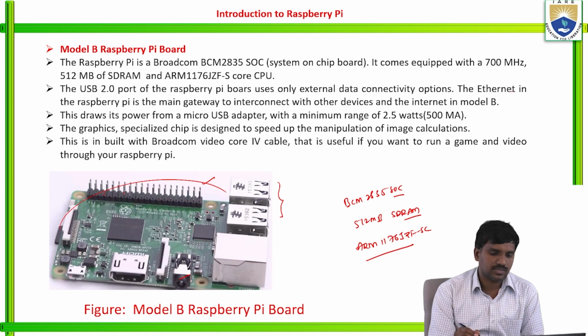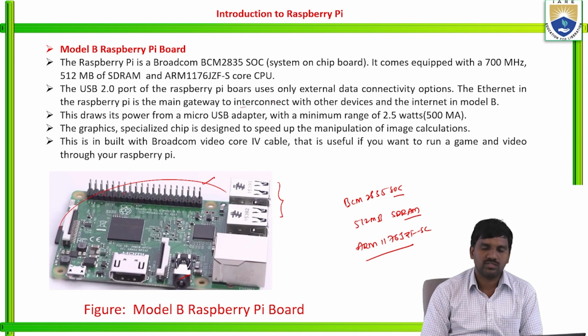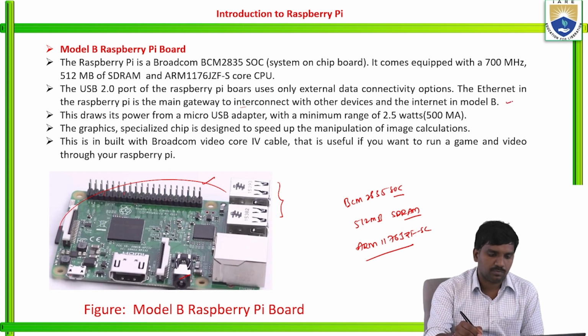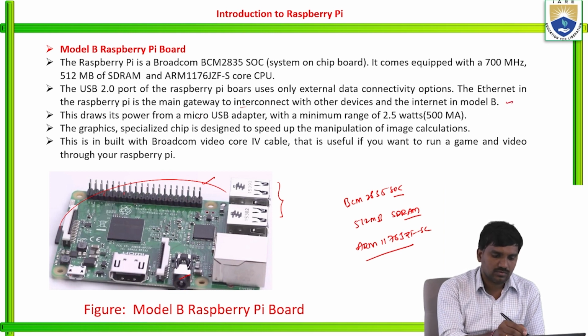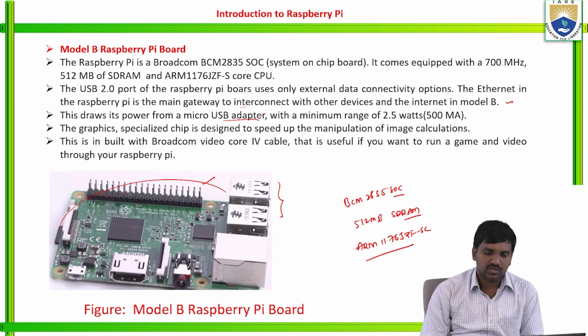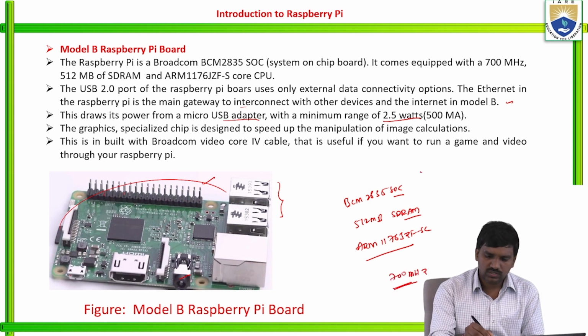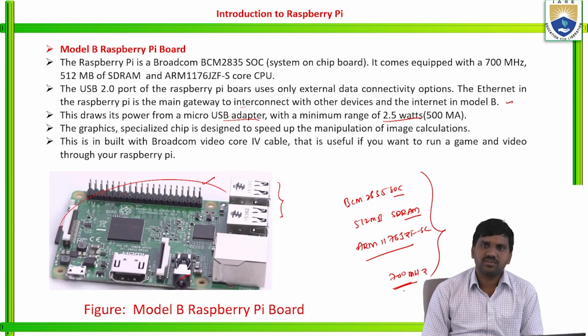The USB 2.0 port of the Raspberry Pi boards is used only for external data connectivity options. The Ethernet is the main gateway to interconnectivity with other devices and the internet in Model B. It draws power from a micro USB adapter with a minimum of 2.5 watts. The input frequency is 700 megahertz. So these are the specifications of the Model B Raspberry Pi board.